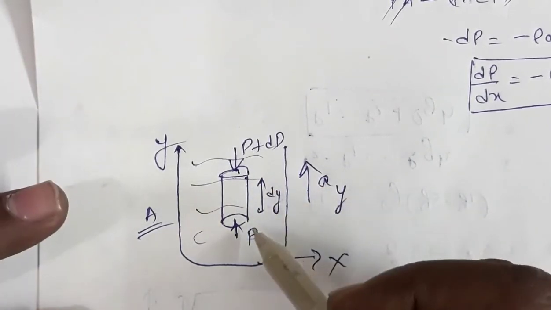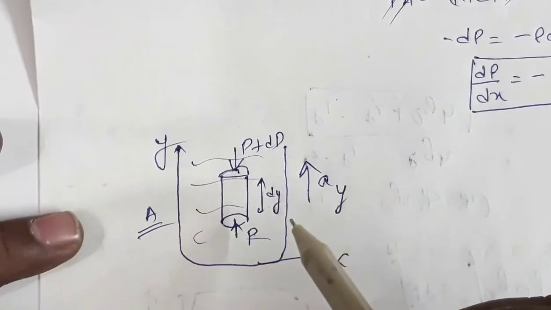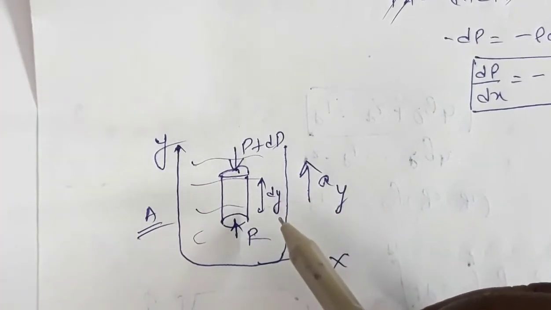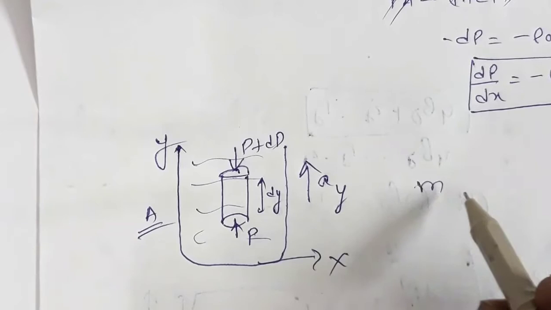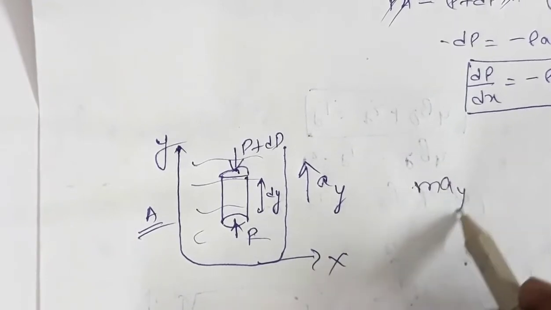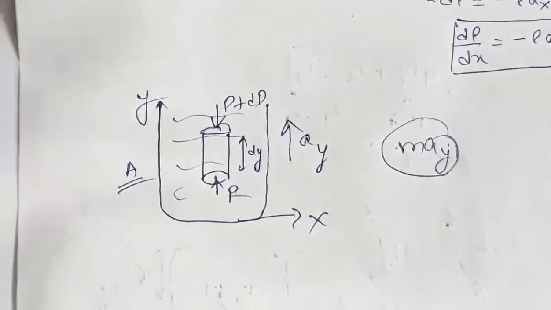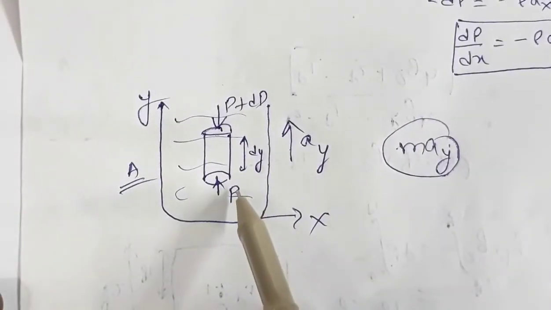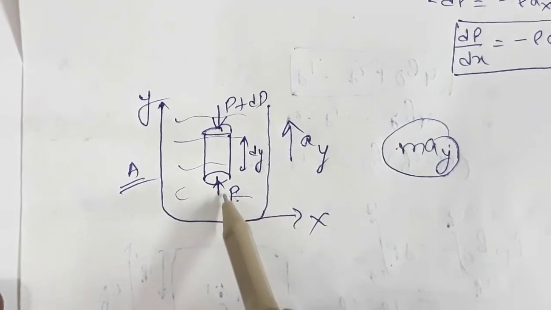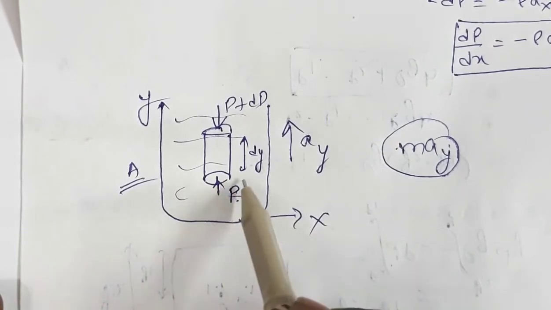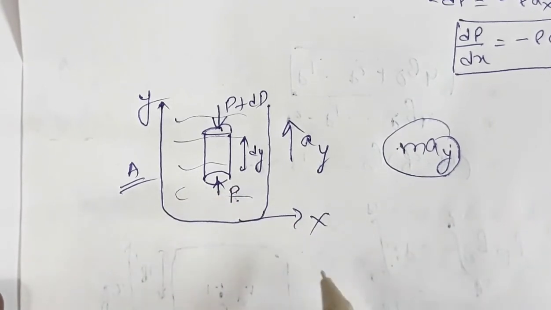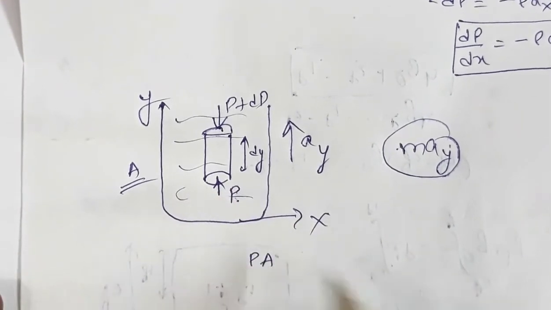Okay, so if the system is moving in the upward direction, that means the net force is in the upward direction, and net force is equal to mass into acceleration. So this is the net force, or effective force. Net force is in the upward direction. So this pressure P is acting in the upward direction, so the force acting in the upward direction on the surface is P into A.